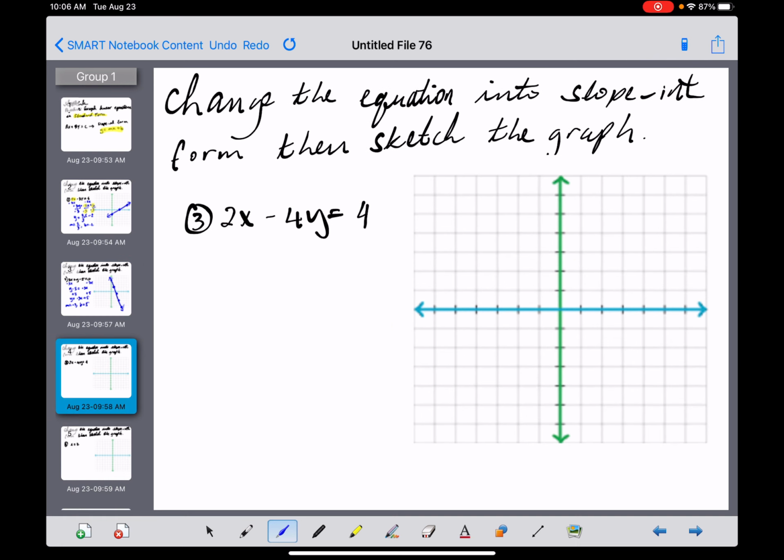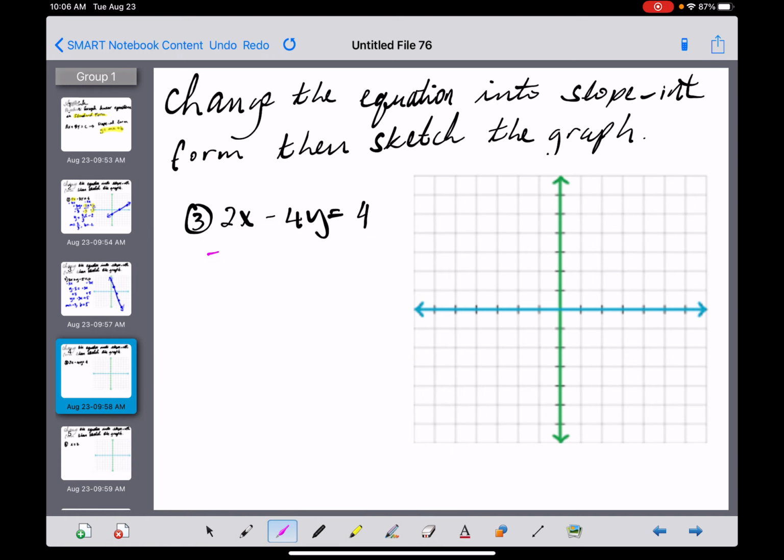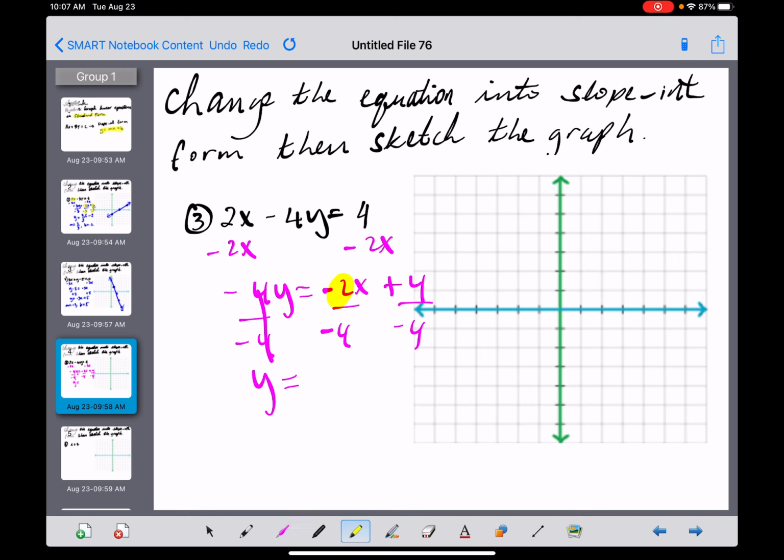Okay, next problem. This is in standard form. We do the same thing. We're going to convert it to slope-intercept form. So we're going to subtract 2x. Then I have negative 4y equals negative 2x plus 4. Divide everything by negative 4. Y is equal to, negative and negative is a positive, but this will be a fraction. It's not 2x, it's 1 over 2 x. This is divisible by 2. Positive 4 divided by negative 4 is negative 1. So m is 1/2 and b is negative 1.